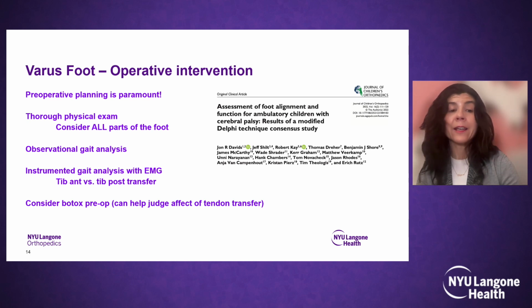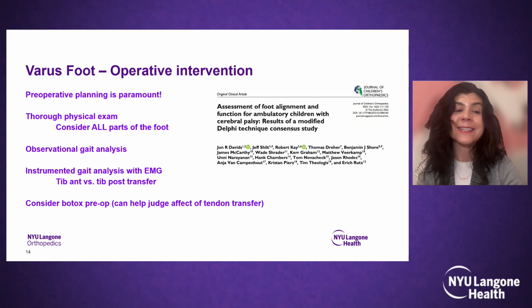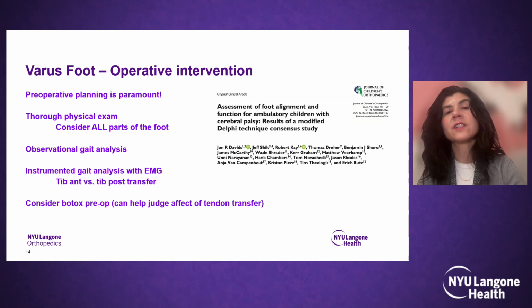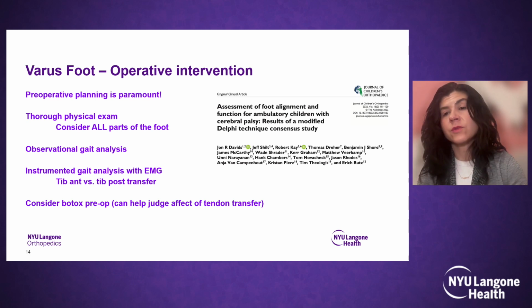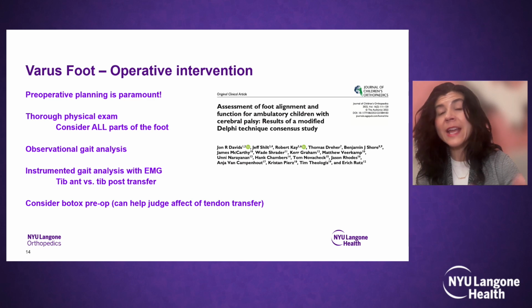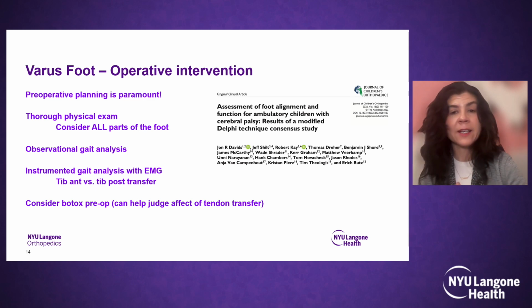Another good hack, if you do not have instrumented gait analysis, is to have your spasticity team perform Botox preoperatively into the tendon you are considering transferring. If a child has varus and you believe based on your exam and observational gait analysis that tibialis posterior is the most affected, you can have your spasticity team, or do it yourself, inject into the tibialis posterior muscle and see if this gives you the desired effect.